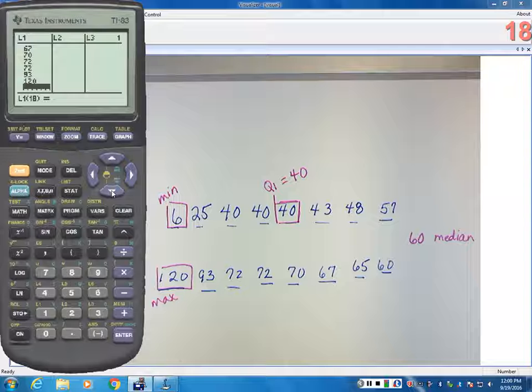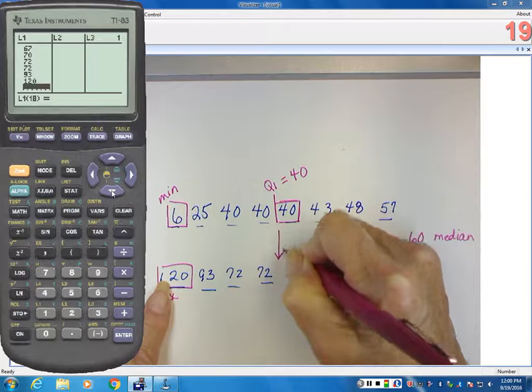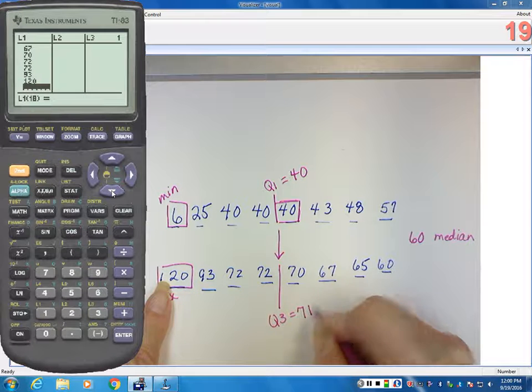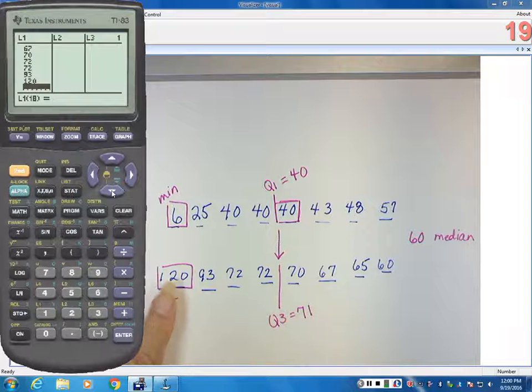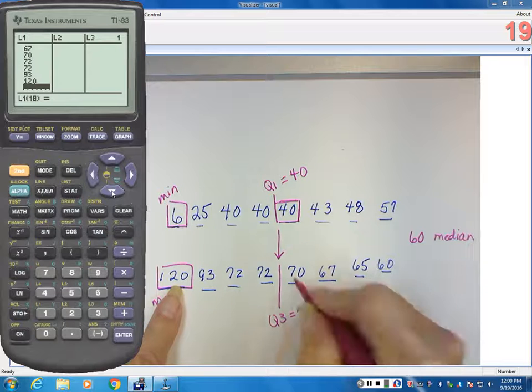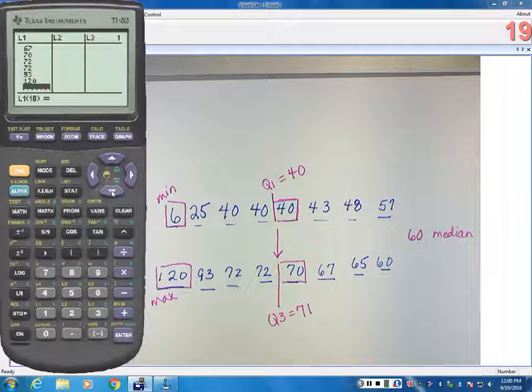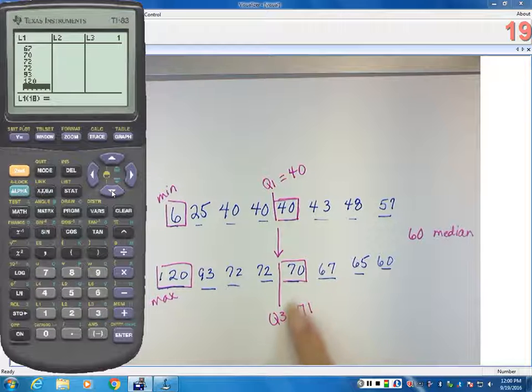Okay? And then the same thing, since this is the upper half of the data, you can go straight across from Q1 and find Q3. And that's why Q3 is equal to 71 because it's halfway between 72 and 70. Now, if you include the 60, then the third quartile would have been 70. And there's 2 different ways to calculate a 5-number summary, and that's including the median value or not including the median value. And it gives you a slightly different answer, as you can see here.